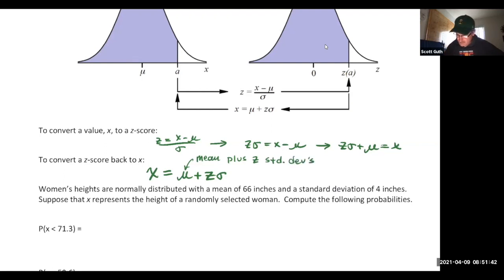Why would you take the mean and add Z standard deviations? Because X, by definition of Z, is always Z standard deviations above the mean. So that's all that computation is doing.